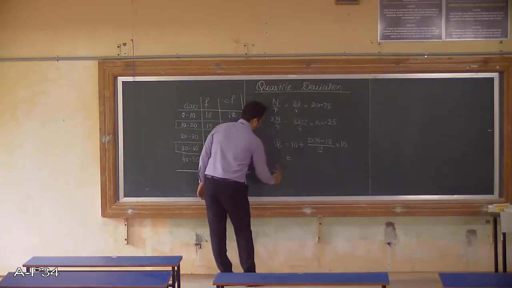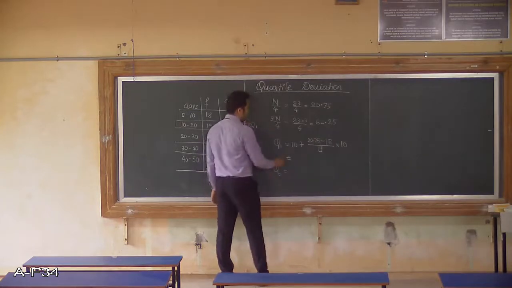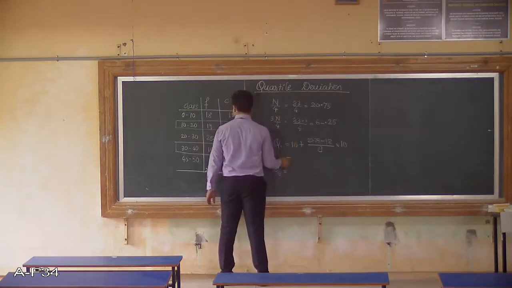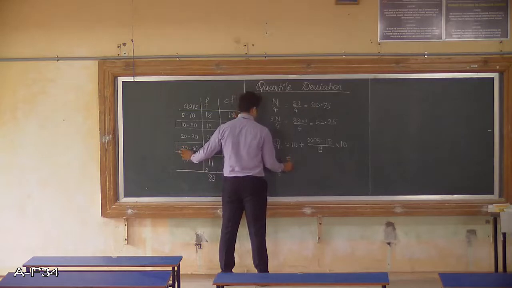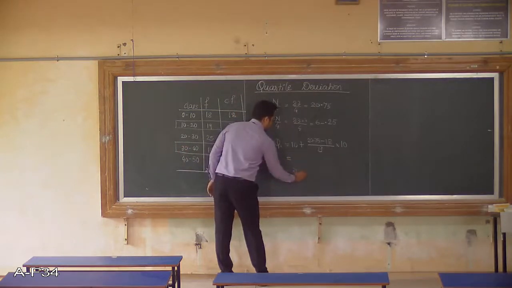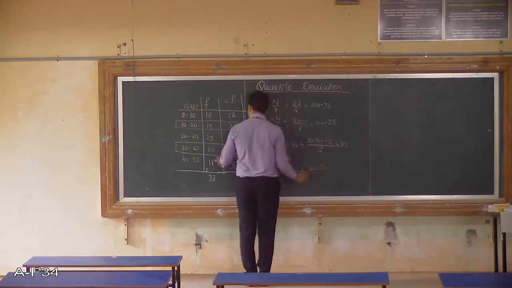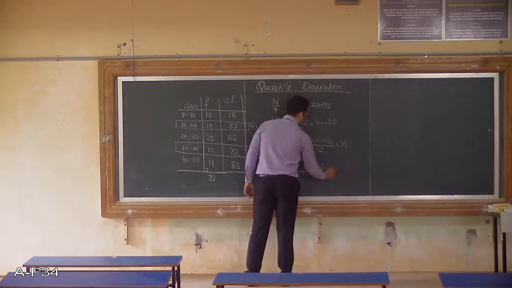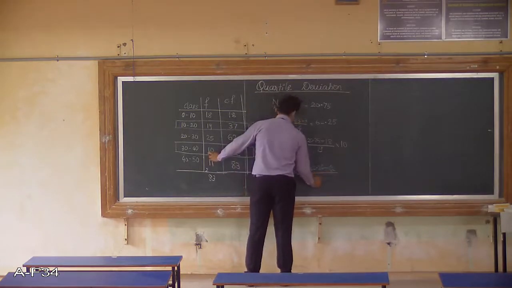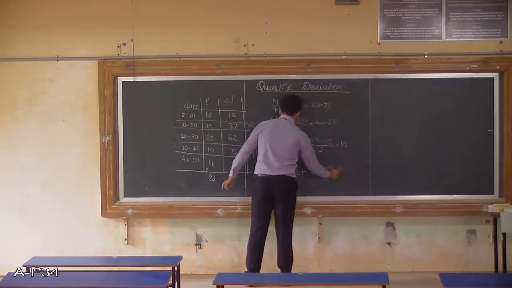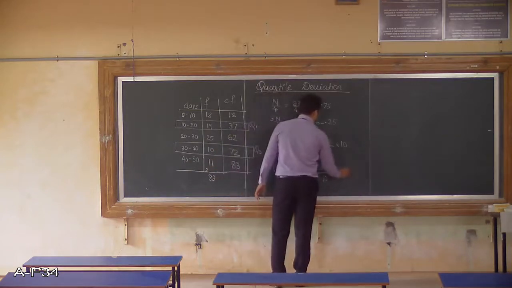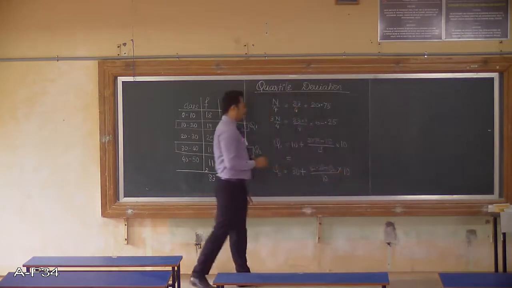And then for quartile 3, let me do the substitution. The lower limit is 30. The calculated index is 62.25. The previous cumulative frequency is 62. The regular frequency is 10. The width is 10.